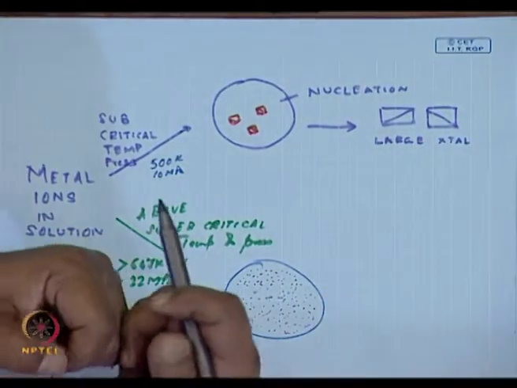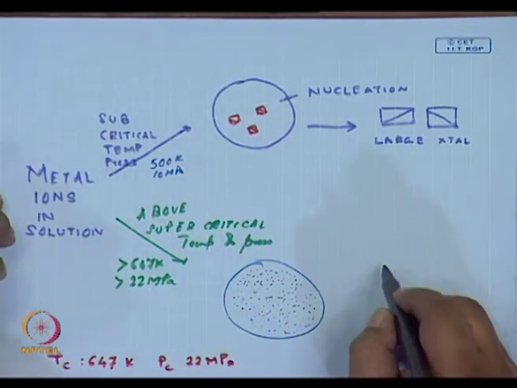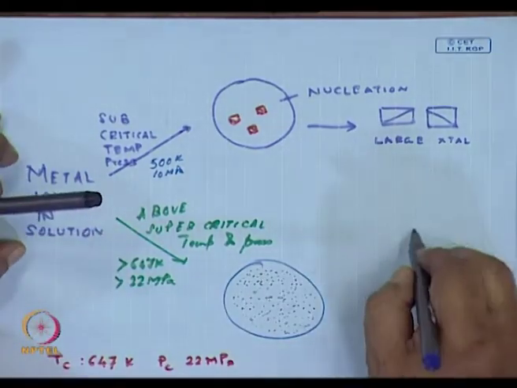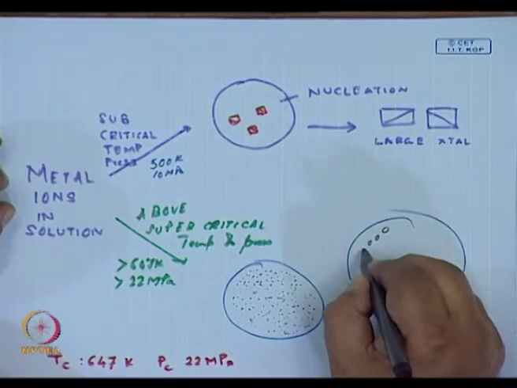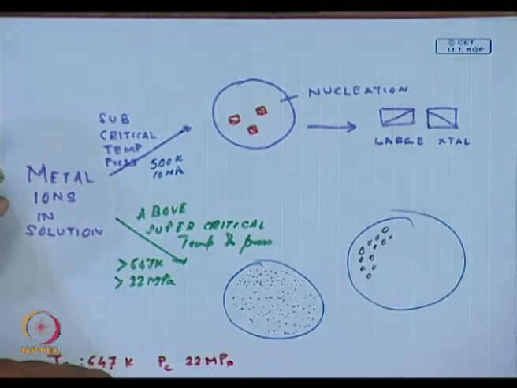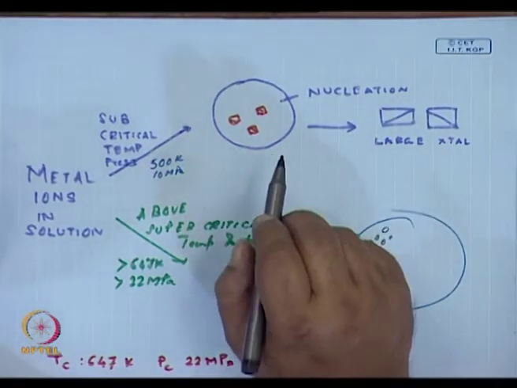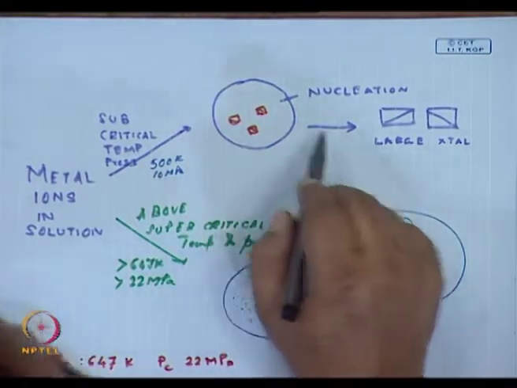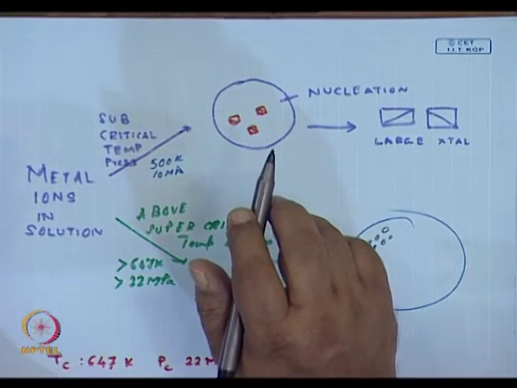Because each nucleus would impinge on another nucleus, each of the nuclei is stable. So here I would get very fine particles, and as a result I would get very fine grained ceramics. Whereas here, because the number of nuclei is small, the crystals would grow on this small number of nuclei, leading to very large crystals.